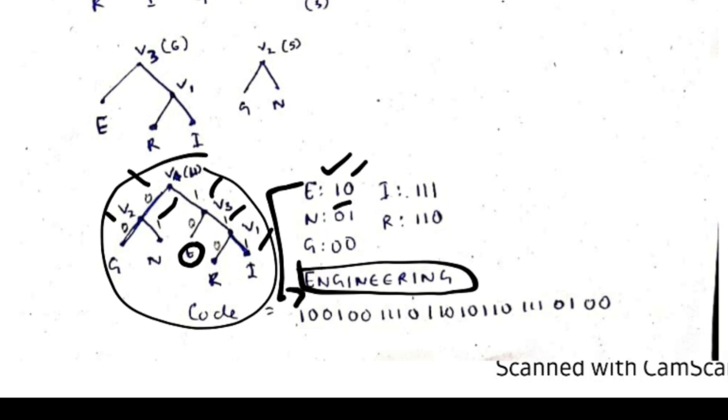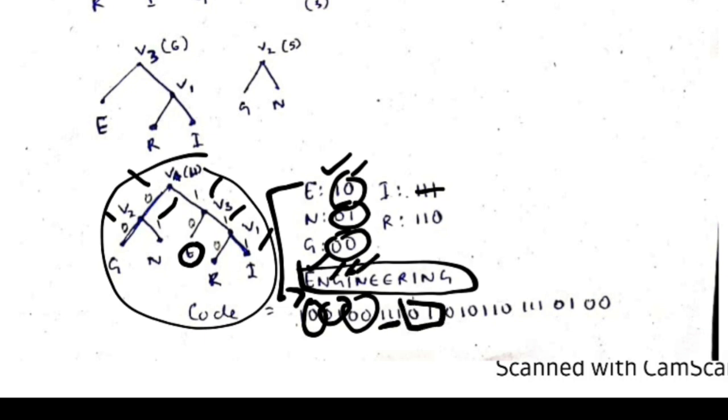See, EN, it's ENG, right? So it will be E first, 10 01 00. Then again I is 111, so it's 111 here. Then N is 01, so it's 01 here. In that way we will write the word in this form here.